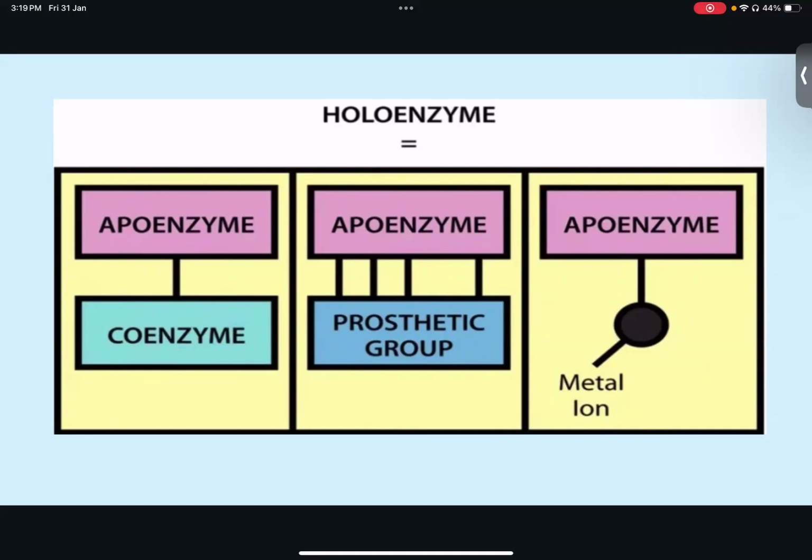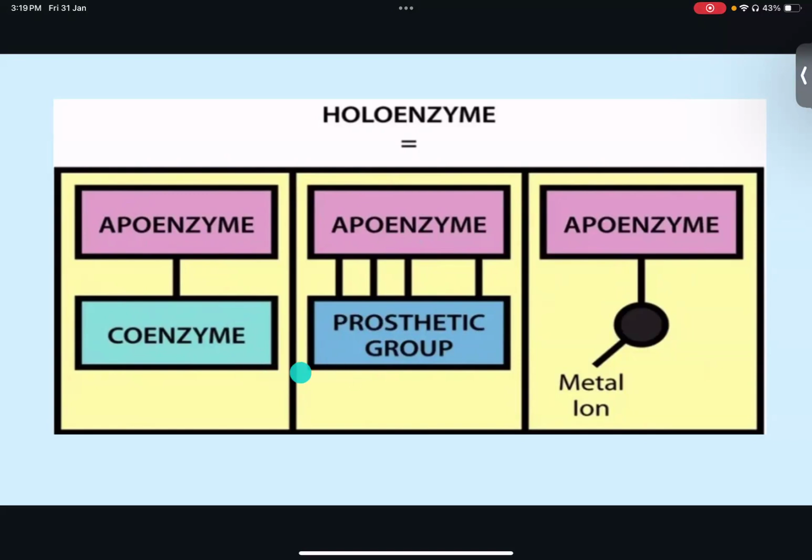An example might be NAD, or vitamins. Okay, when they bind to an apoenzyme, they will form a loose bond. While for prosthetic groups, when they bind to the apoenzyme, they will form a strong, tight covalent bond.